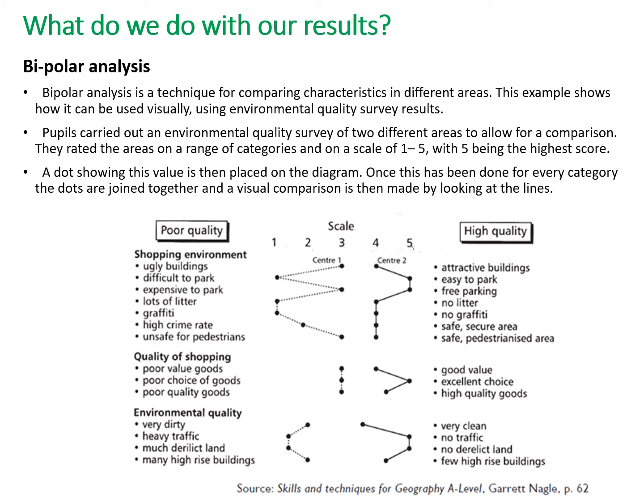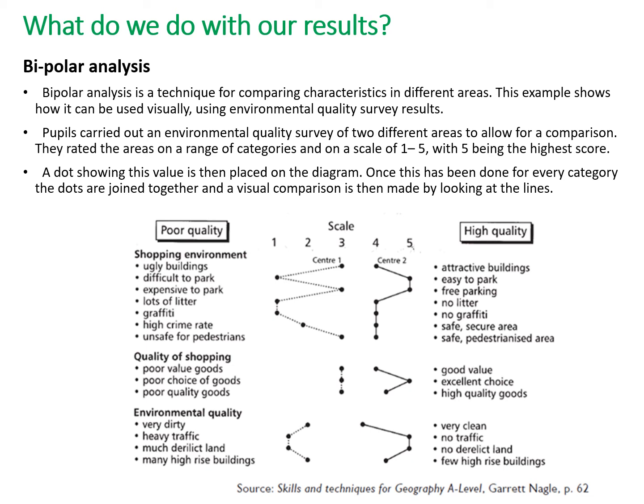Now what you do is you pop a little dot on the scale where you think your judgment is, essentially where the score is. And once you've done that for every category, you join up the dots to create this very visual comparison of the two different locations. And in this example here, you can see that two shopping centres have been compared.